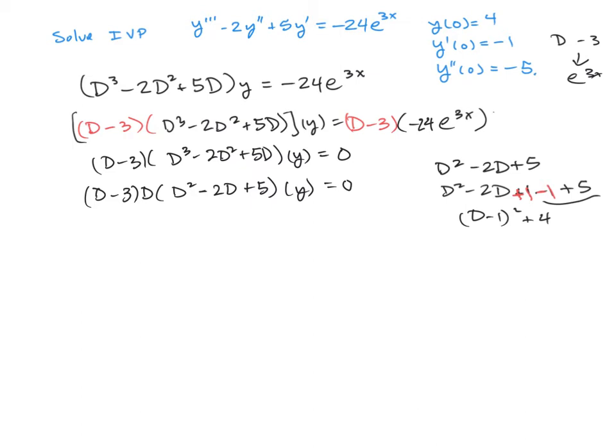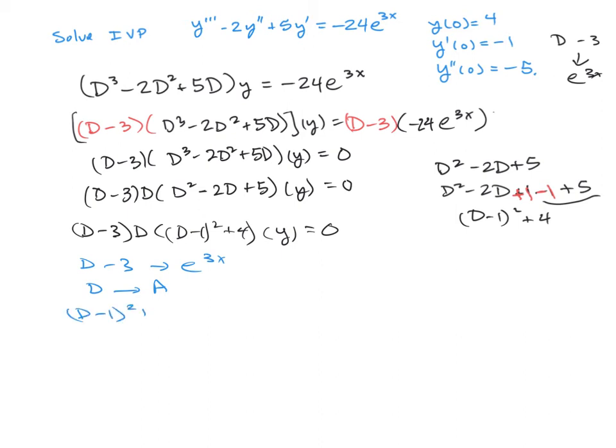So this right here is our annihilator. So we've got a d minus 3, we've got a d, and then we've got a d minus 1 squared plus 4, all being applied to y to make 0. So now let's look at our solutions. Our d minus 3 creates our exponential function e to the 3x. Our single d just creates a constant. We'll call that constant capital A. And then the d minus 1 squared plus 4 gives our e to the x cosine of 2x and our e to the x sine of 2x. So we're going to have the solution with these parts to it.